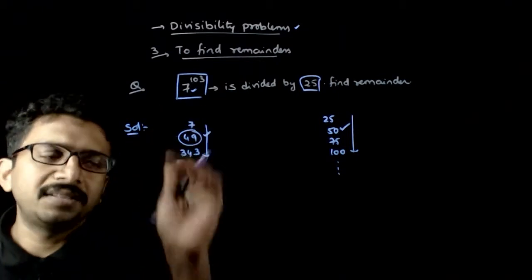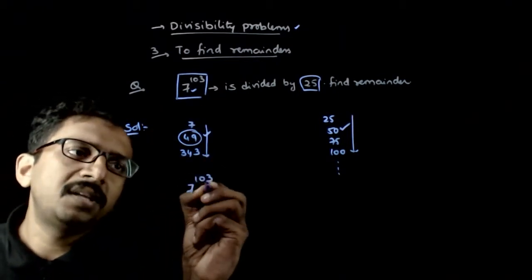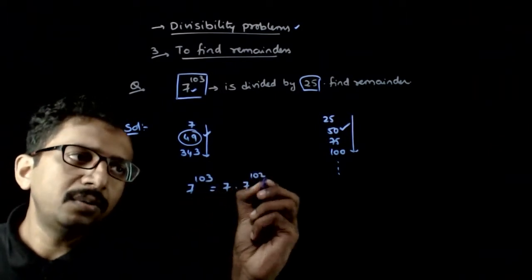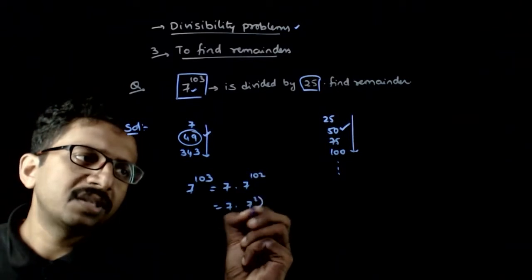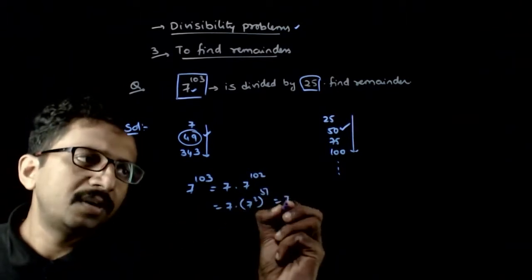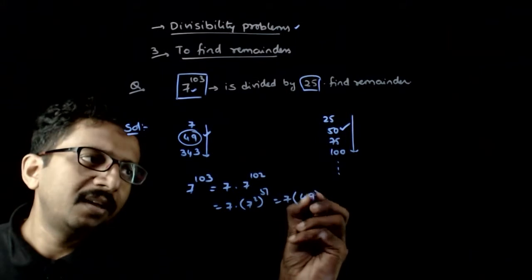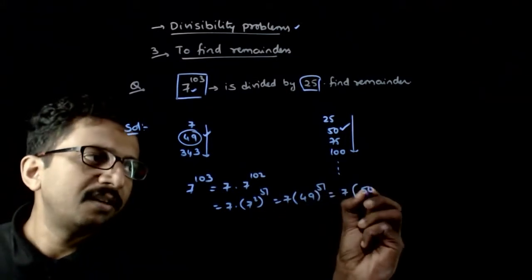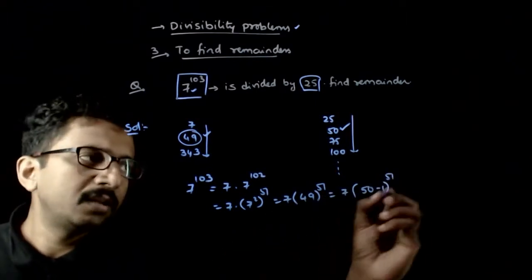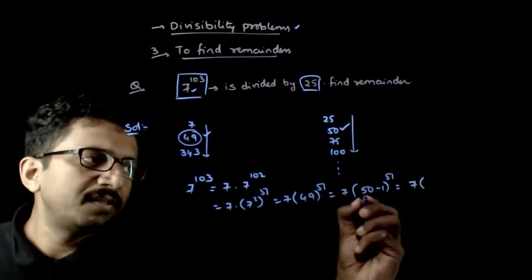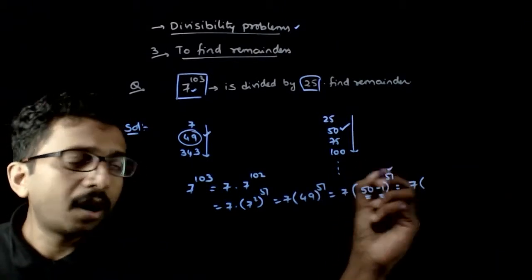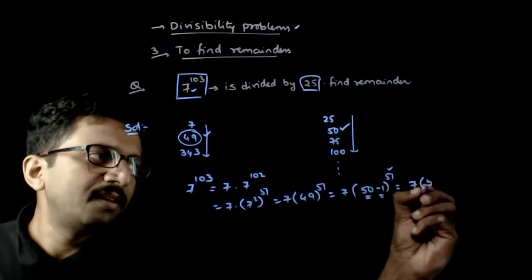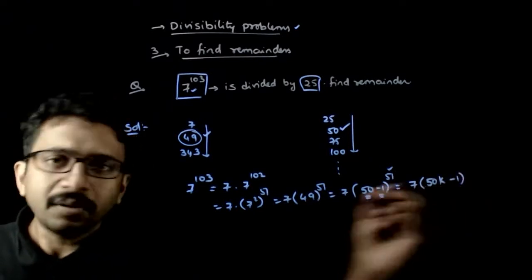Now let us try to analyze this. 7 power 103 can be written as 7 into 7 power 102, that is equal to 7 into 7 square whole power 51, that is equal to 7 times 49 whole power 51. 49 can be written as 50 minus 1, so this is 7 times 50 minus 1 whole power 51. This is of the form x minus 1 whole power odd number, so this can be written as 50 times some k minus 1.